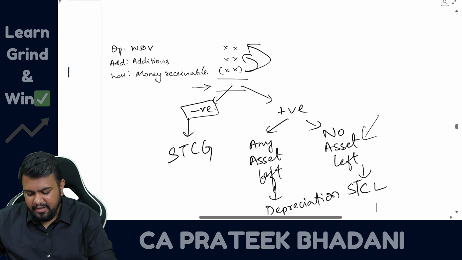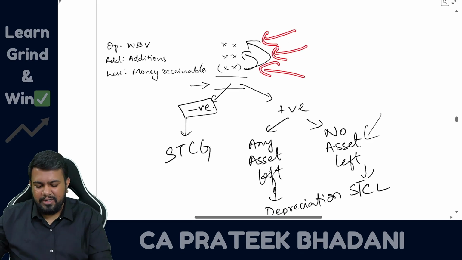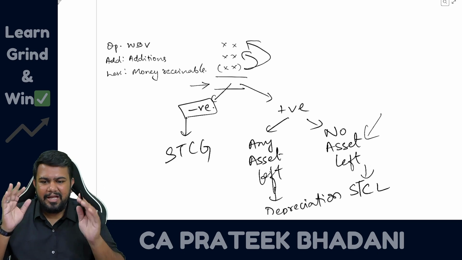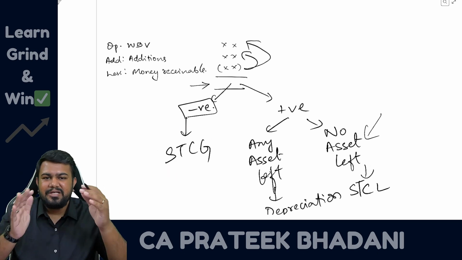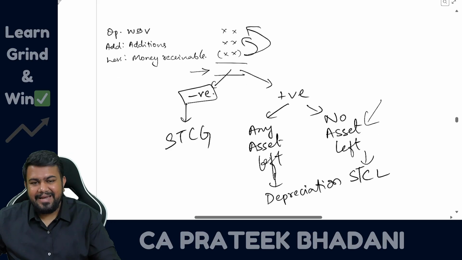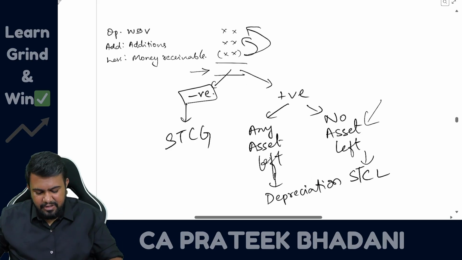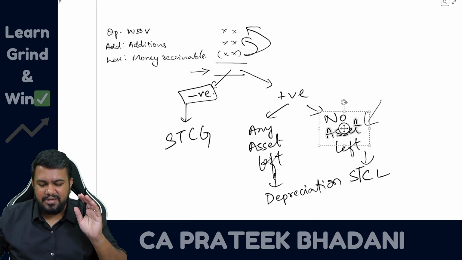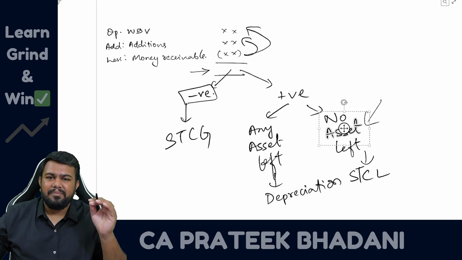So what did I say? First you have to do opening WDV plus addition minus sales. Whatever the total you will get, you have to see whether it is a negative amount or positive amount. If it is a negative amount, then the amount will be short-term capital gain. But if it is positive, you have to see whether any asset is left or no asset is left. If there is any asset left, then you have to calculate depreciation normally, which I have discussed in the PGBP revision lecture. And if no asset is left, then whatever amount is there, it will be short-term capital loss.